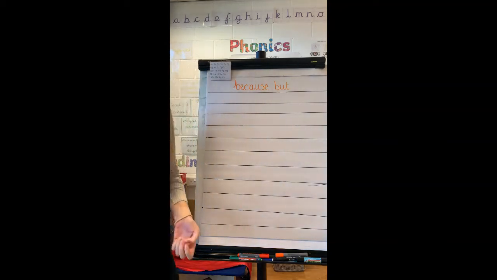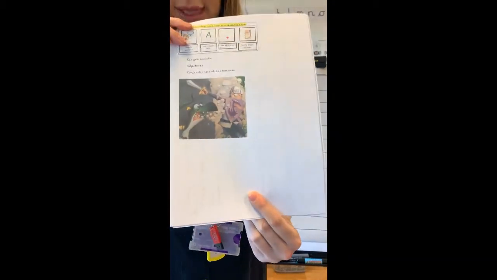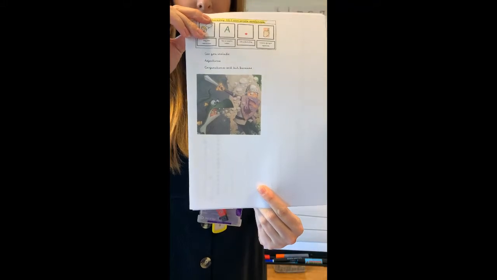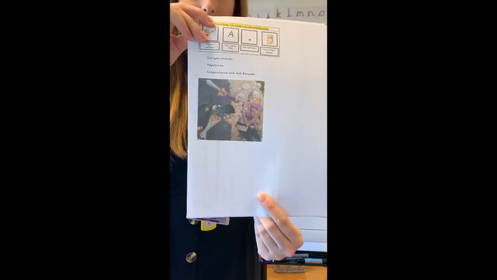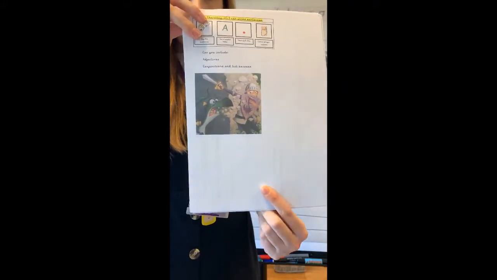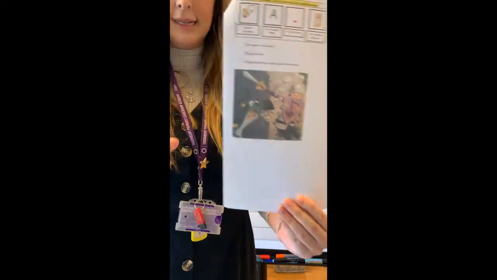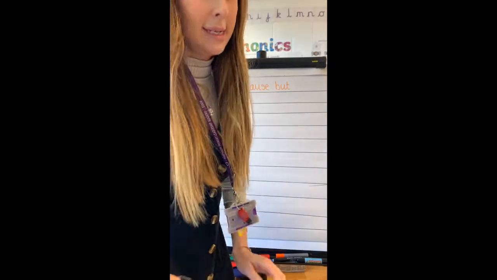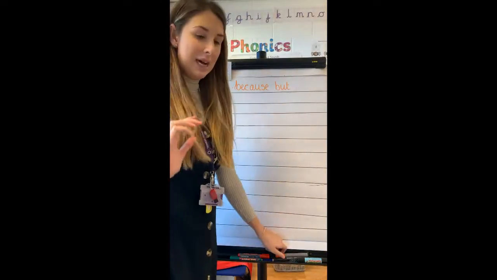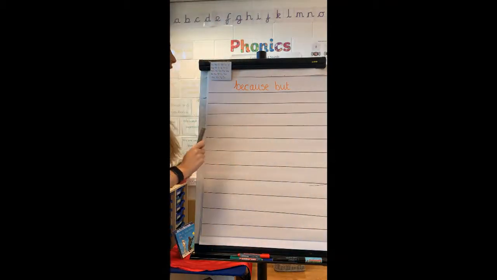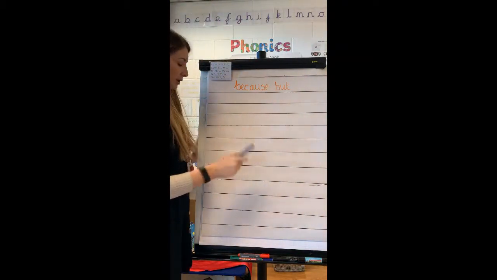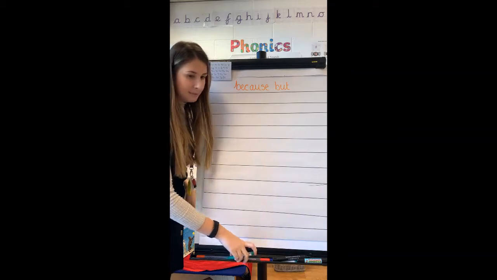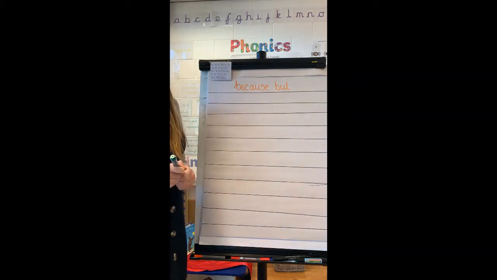Okay, so today we are looking at this sheet. You can see a picture on there, so make sure you have that in front of you whilst I am doing the sentences so that you can help contribute to ideas. It says on your sheet today that you need to include adjectives and conjunctions, because and but. So I put them at the top to remind me to use them, okay?